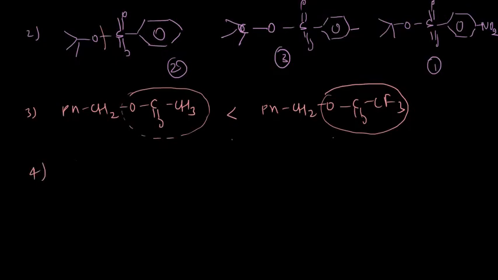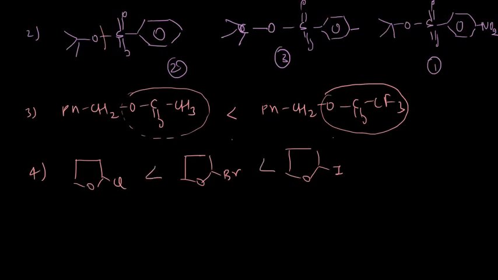Next question. Here we have chlorine, here we have bromine, and here we have iodine. Again, the greater the acidic strength, the better the leaving group. Fifth.